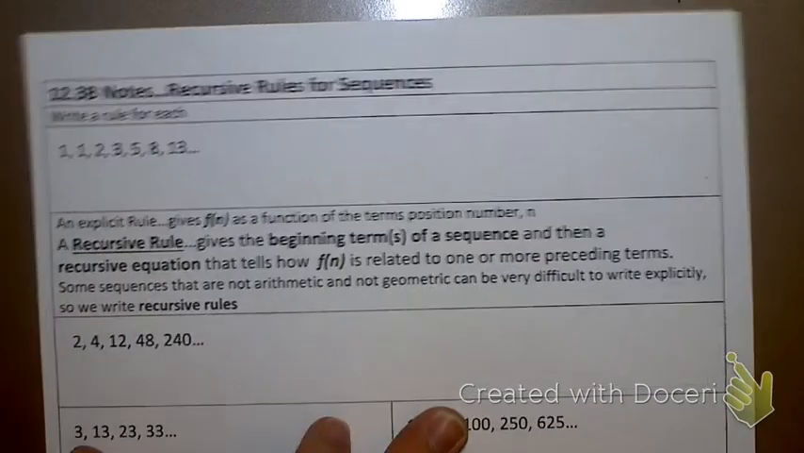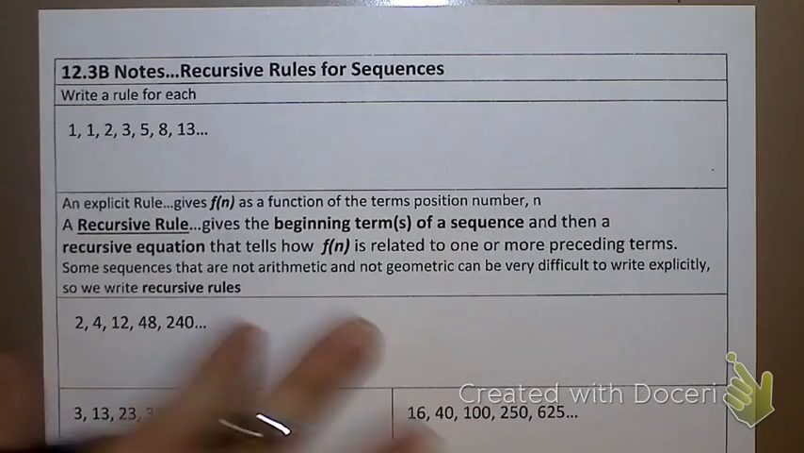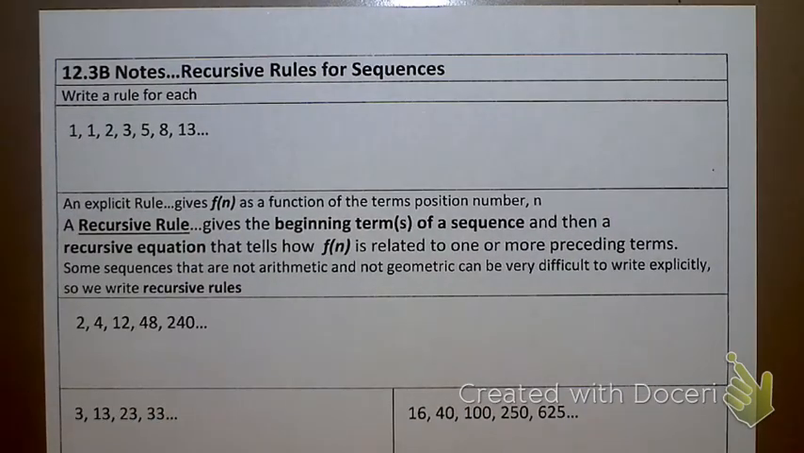Turning it over and officially getting into 12.3b. Recursive rules. We saw that when we did our project, right? There were explicit rules and there were recursive rules. And what did I tell you about the recursive rules? Skip them. Didn't I say skip them? Because we'd get to it later. Well, now is later. Here we get to them.